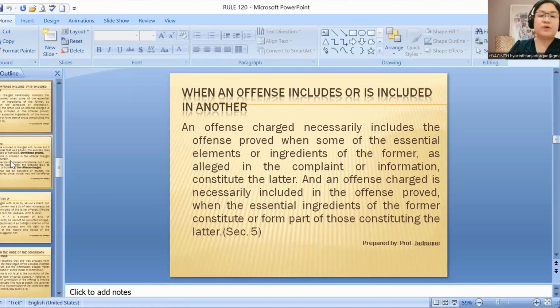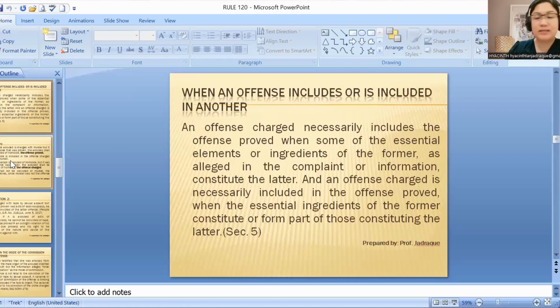So Section 5 provides that an offense charged necessarily includes the offense proved when some of the essential elements or ingredients of the former, as alleged in the complaint or information, constitute the latter. In other words, the elements of the offense charged are actually included in the offense proved. And an offense charged is necessarily included in the offense proved when the essential ingredients of the former constitute or form part of those constituting the latter, so vice versa.